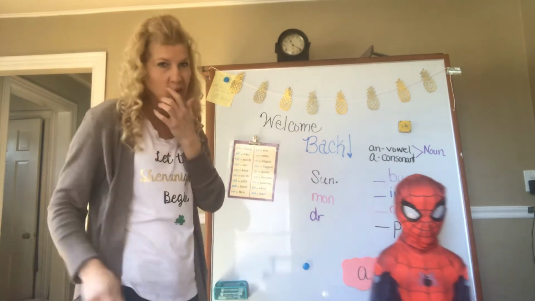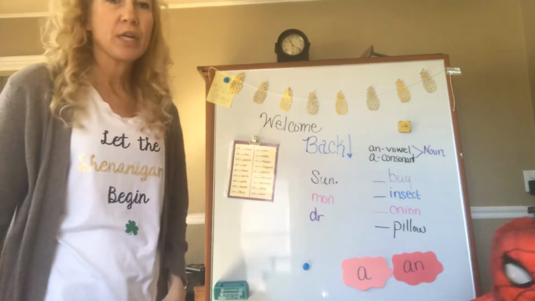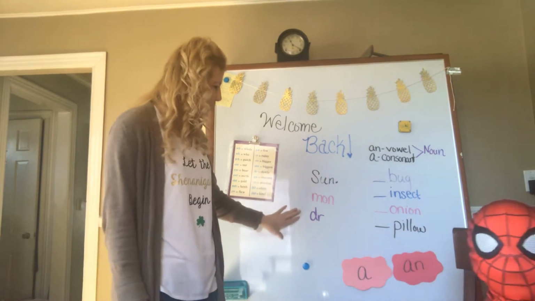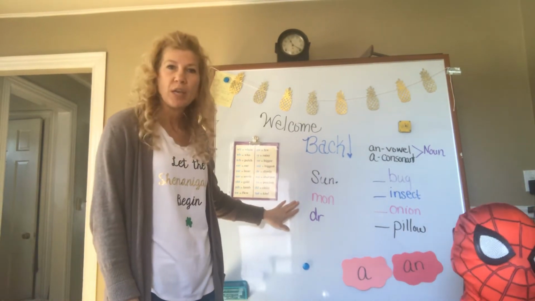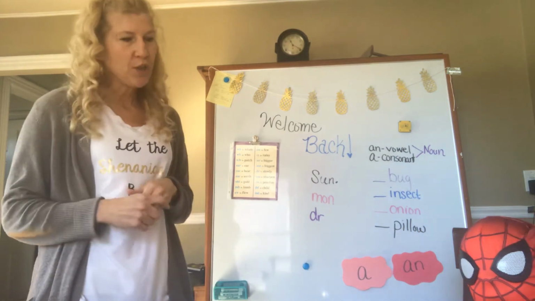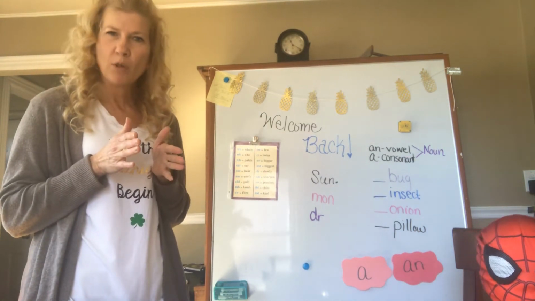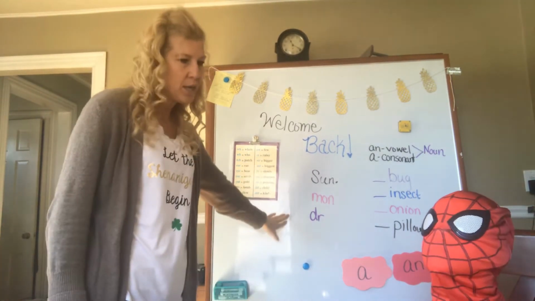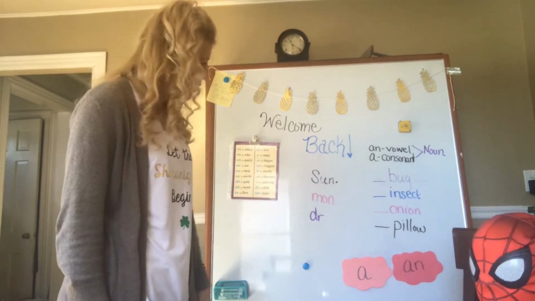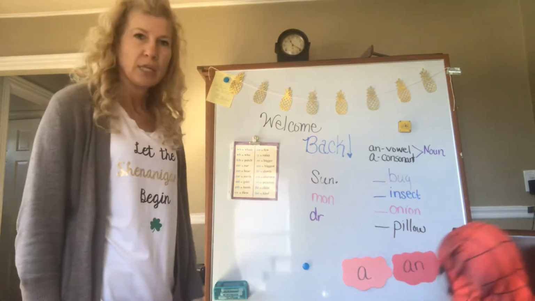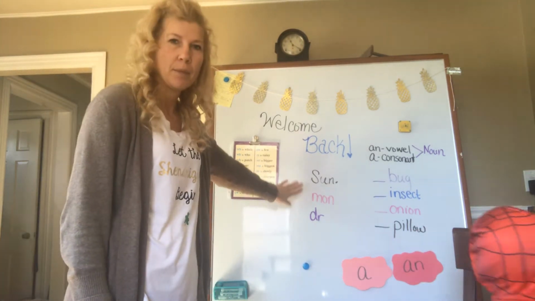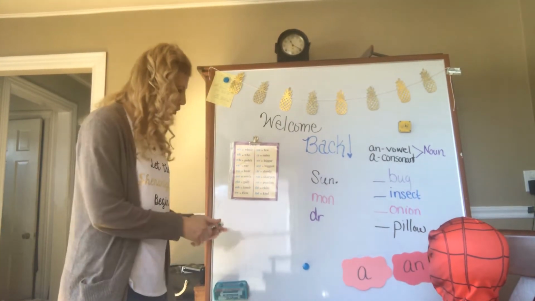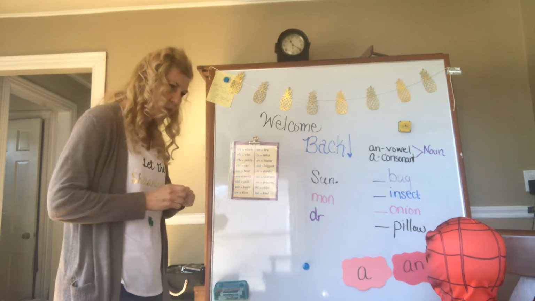Now, Spidey, you can go ahead and have a seat over there. Today, we're going to continue to talk about our abbreviations. We remember that an abbreviation is a word that has been shortened to make it smaller, just so that it's easier to write. On the board, I have written one of these abbreviations correctly. Spidey, do you see which abbreviation is written correctly? I have Sunday, Monday, and doctor. Go ahead and circle your abbreviation that was correct. Do you see one that's correct?